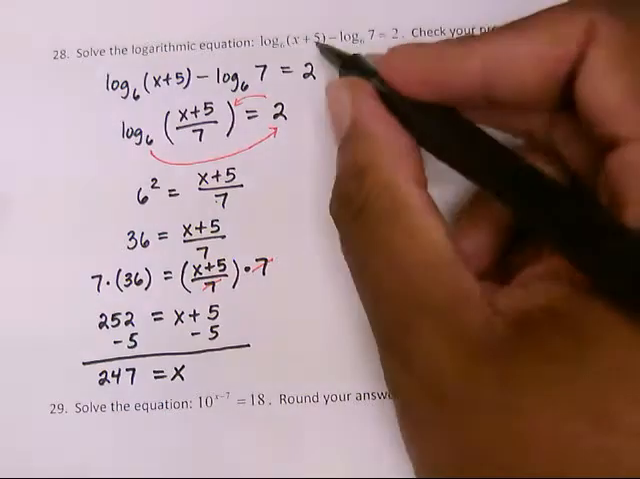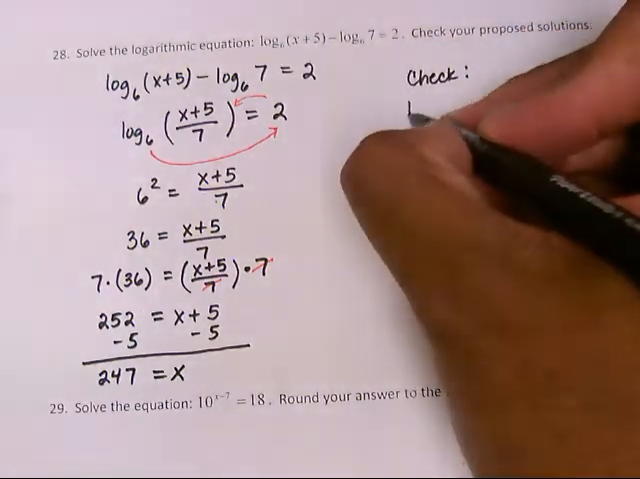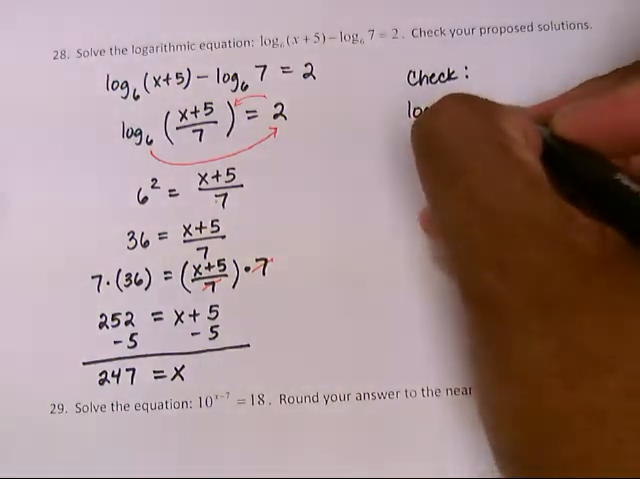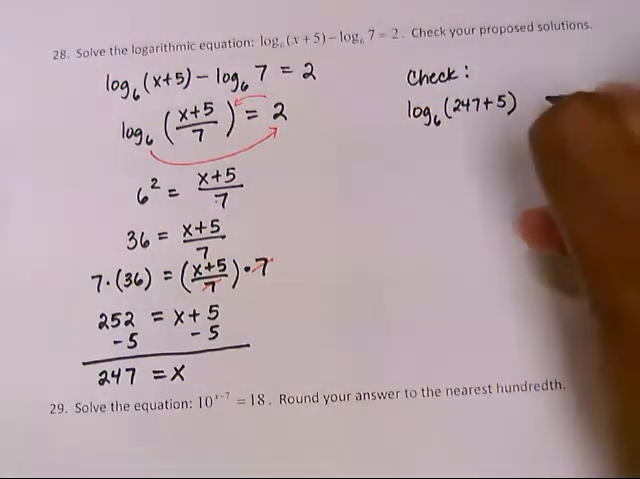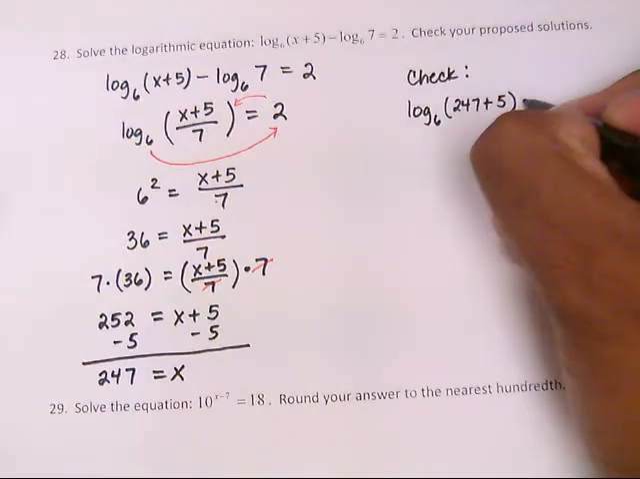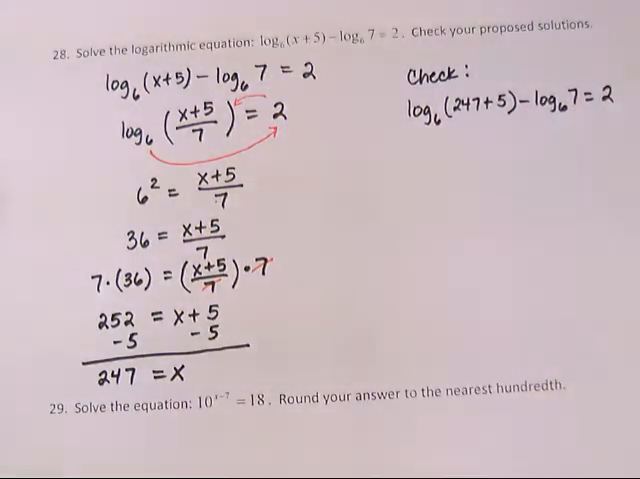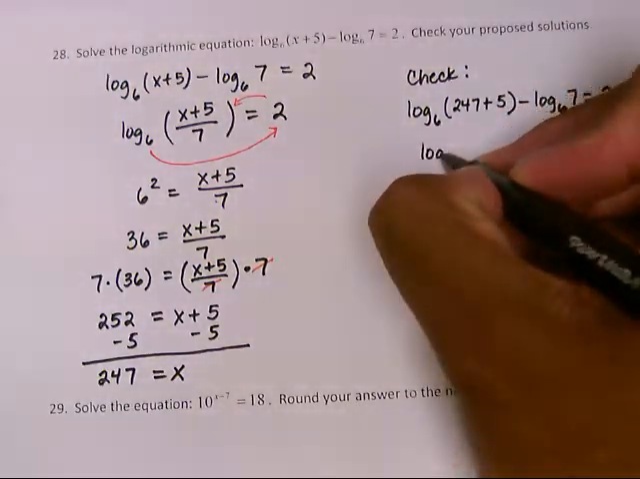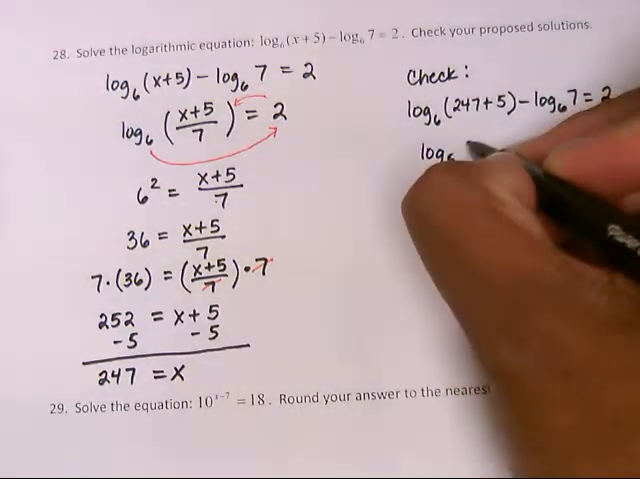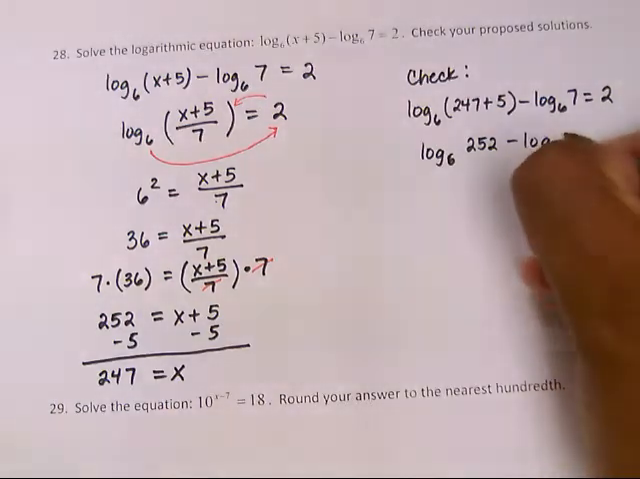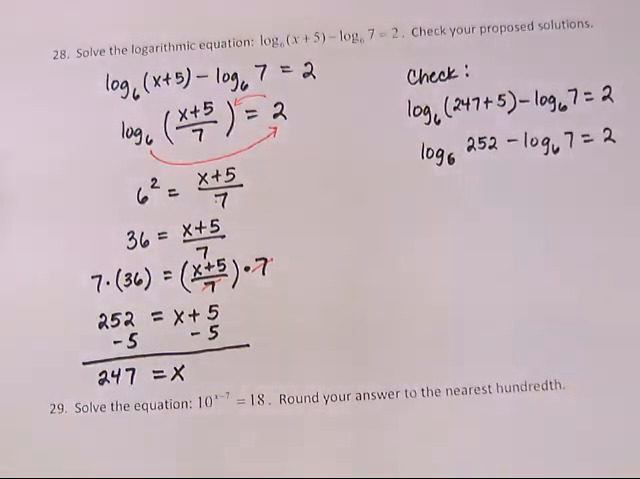Now for the check. Take the original equation and replace the x with 247. So I have log to the base 6 of 247 plus 5 minus log to the base 6 of 7 equal to 2. Now 247 plus 5 will give you 252, so log to the base 6 of 252 minus log to the base 6 of 7 equals 2.